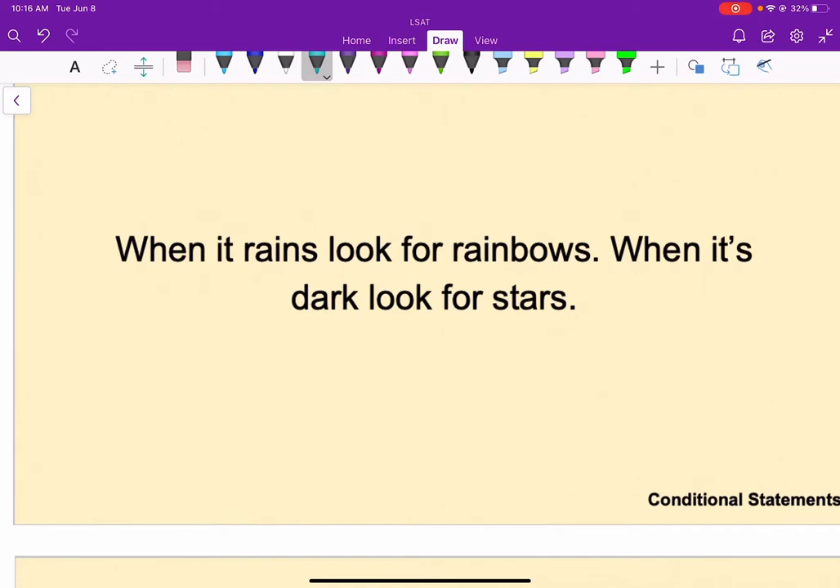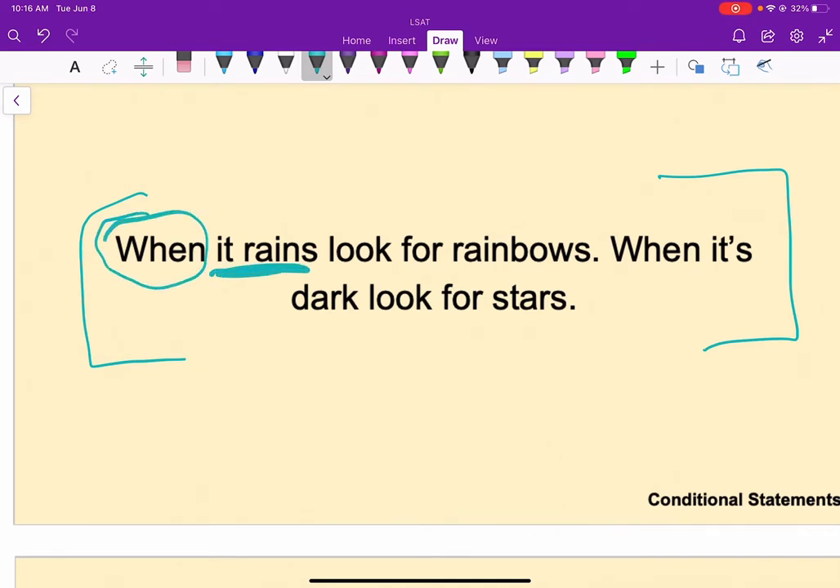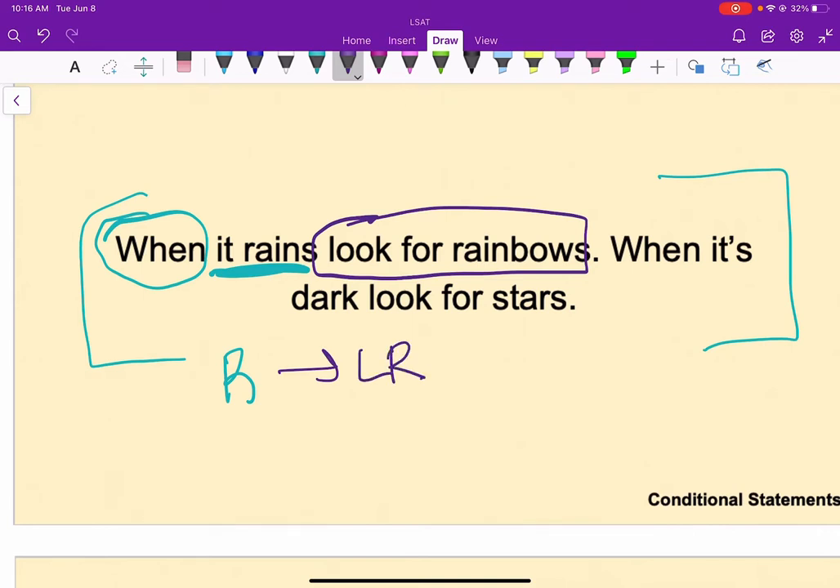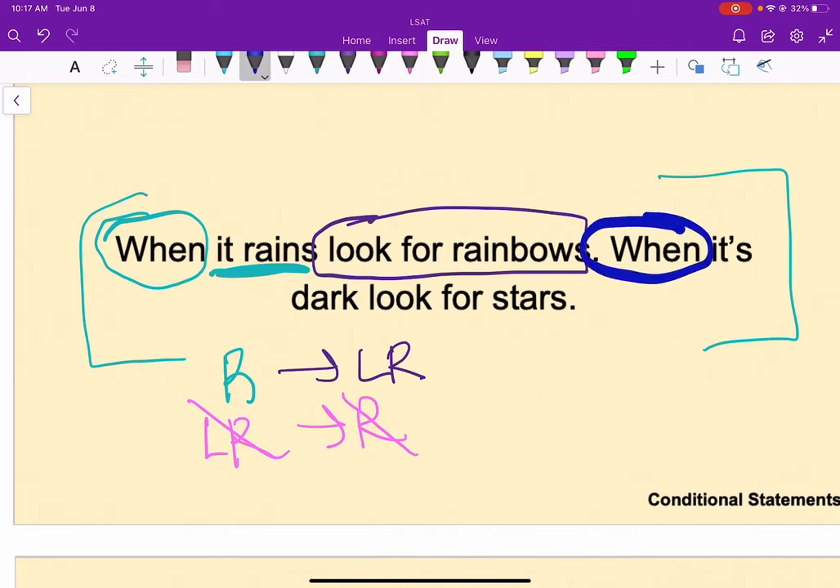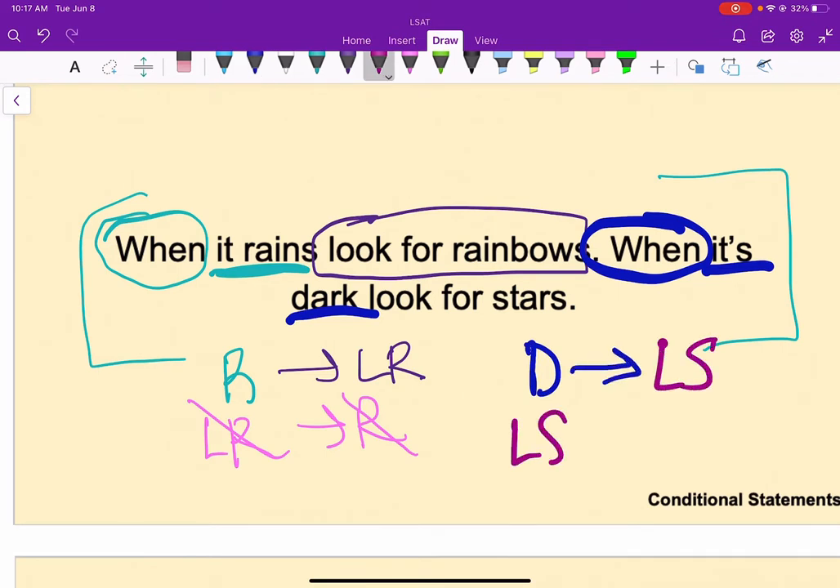All right, so once again, we have two conditional statements going on here. And so "when" introduces sufficient. So when it rains, then you look for rainbows. The contrapositive would be if you're not looking for rainbows, it didn't rain. And then our second one, we have "when" again, which introduces a sufficient. So when it's dark, what do we look for? Stars. And if we're not looking for stars, then it must not be dark.